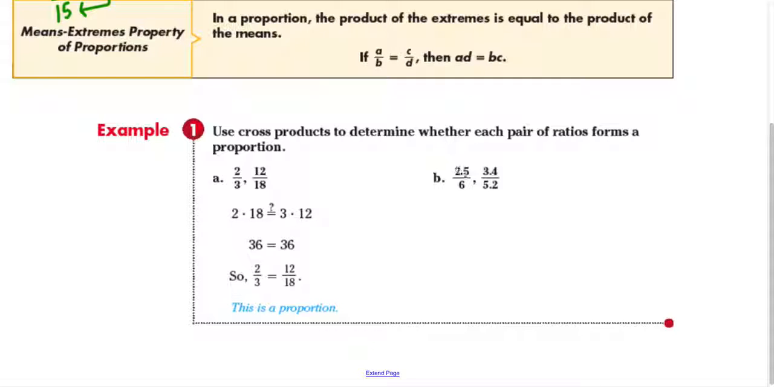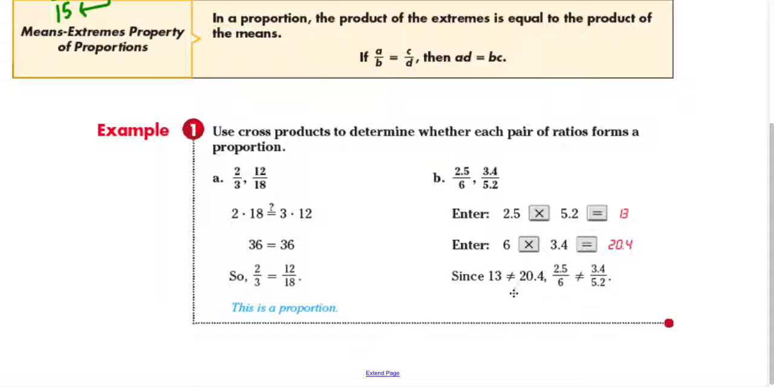Let's look at letter B. We get our extremes, which is 2.5 times 5.2, okay, will give you 13. That's our extremes. And then we have 6 times 3.4, which is our means, okay? And we notice that 13 is not equal to 20.4. Therefore, this is not a proportion, okay?